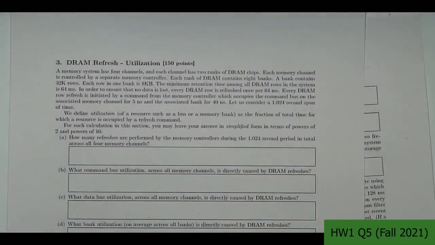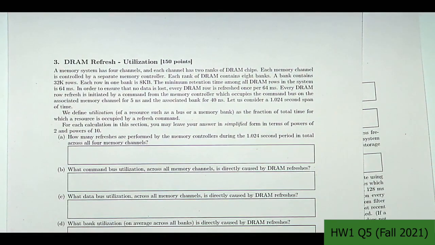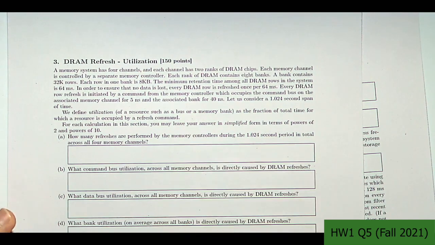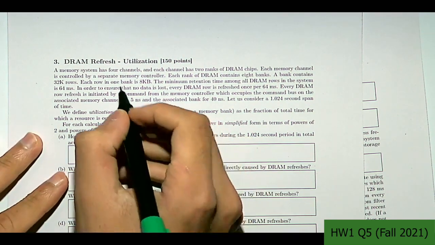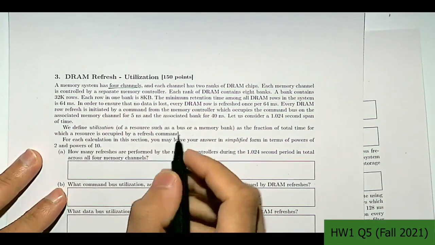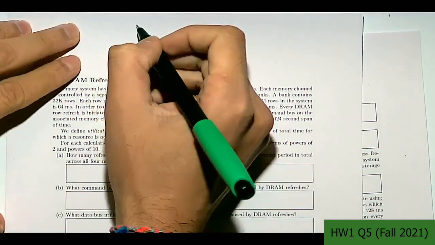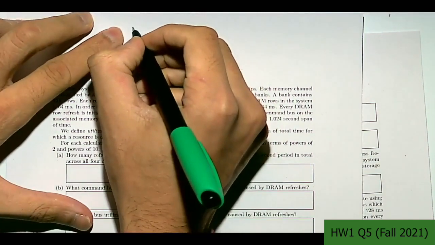Okay, so I'm going to start off with the first question here, and it's on DRAM refresh utilization. We start off with this large paragraph that describes the system that we're going to deal with. So let's go through that. Here we see that the system has 4 channels, and I'm just going to write this configuration up here so that we have it summarized.